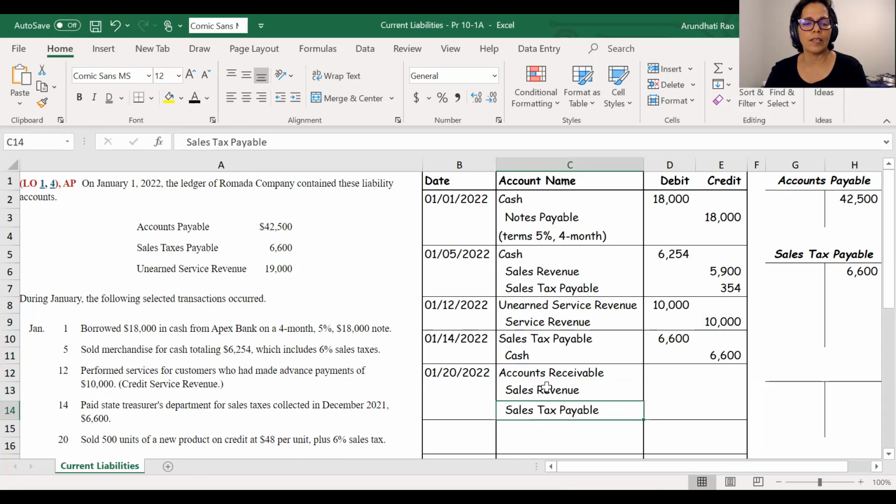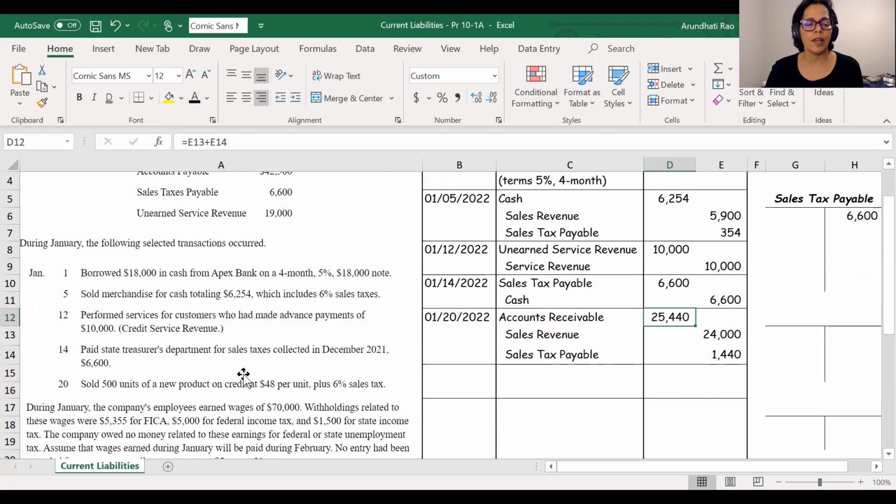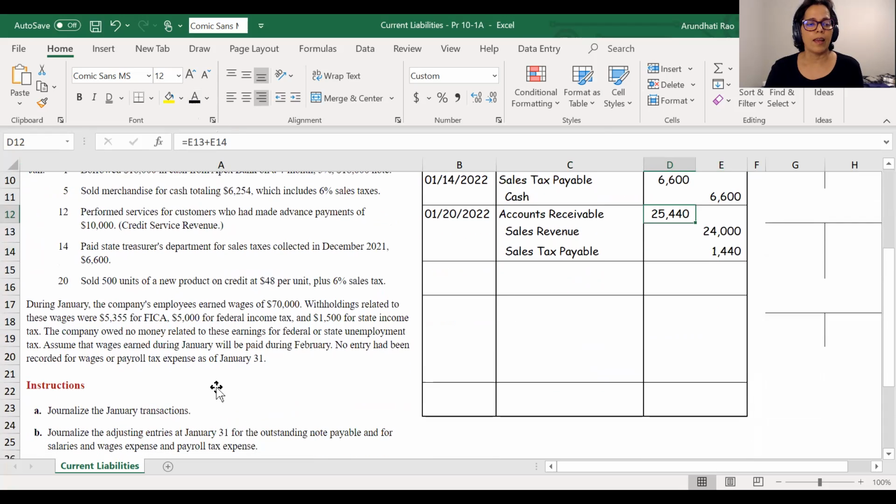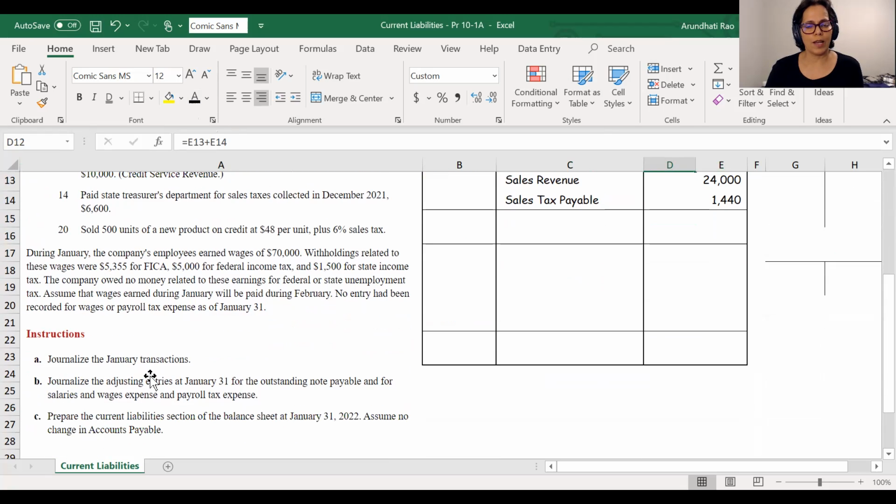The difference here is I now know what my revenue number is. It's 500 times 48. That's what they've told me the revenue number is. On this amount, I will have to collect 6%. So 6% of 24,000, that total amount I will collect is represented in the accounts receivable, 25,450. Now that I have all of this done, I've been told that this is the information about payroll. I'll get to that. In the problem, they've told us to first journalize the transactions in January.